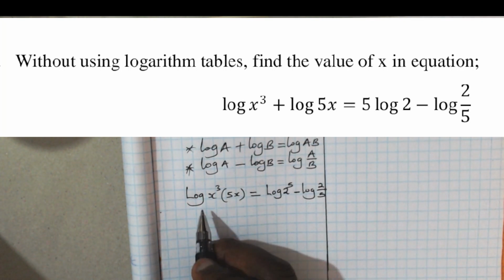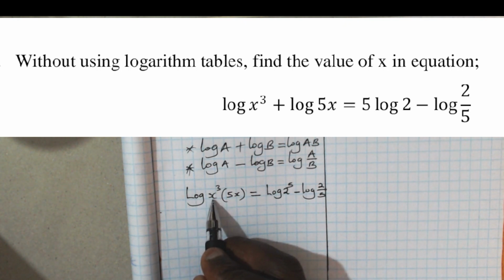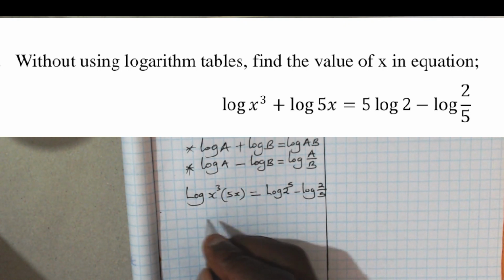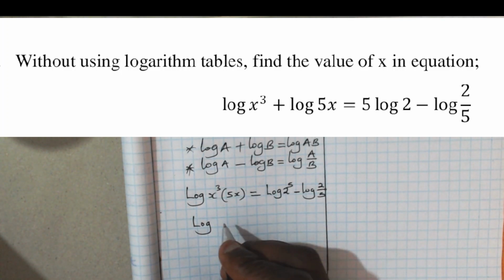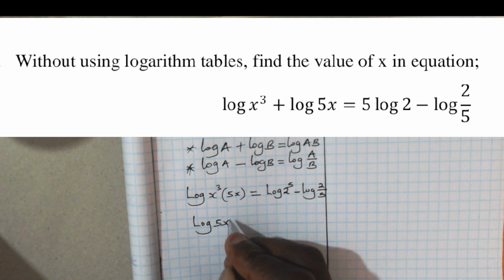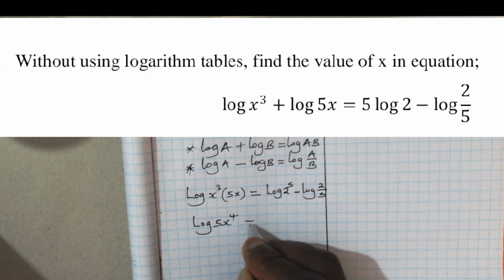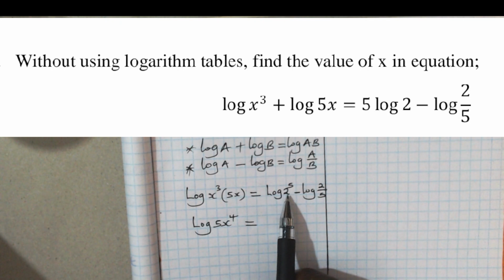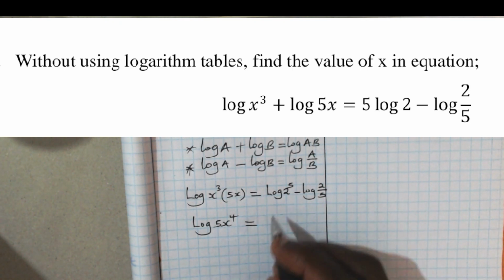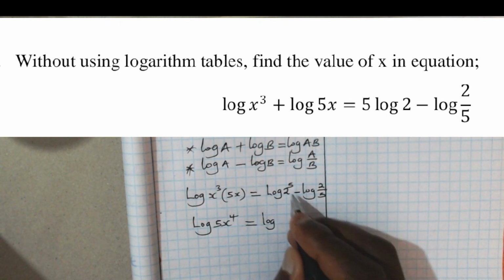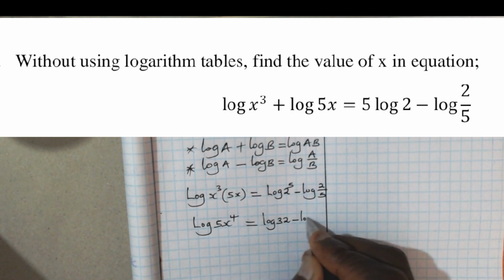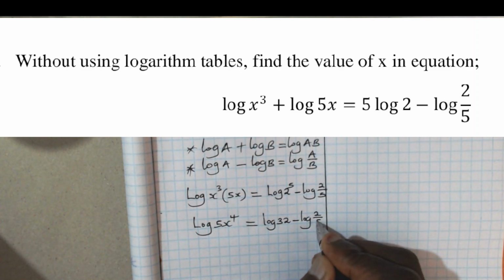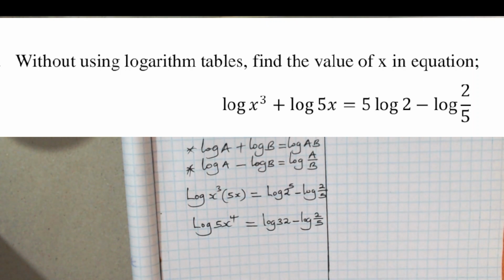So let's simplify the left hand side. Logarithm of x cubed multiplied by 5x will be logarithm of 5x raised to power 4, is equal to logarithm of 2 raised to power 5, which is logarithm of 32, then subtract logarithm of 2 divided by 5.